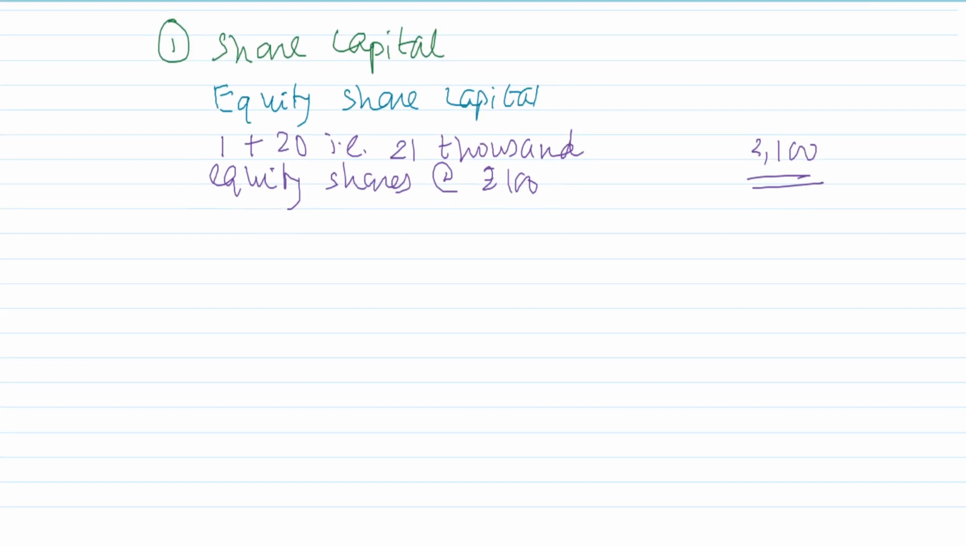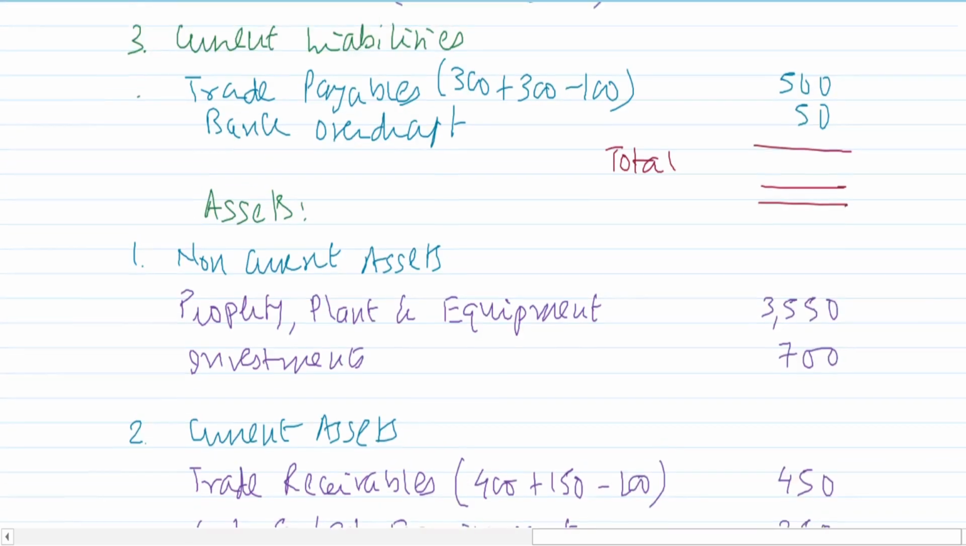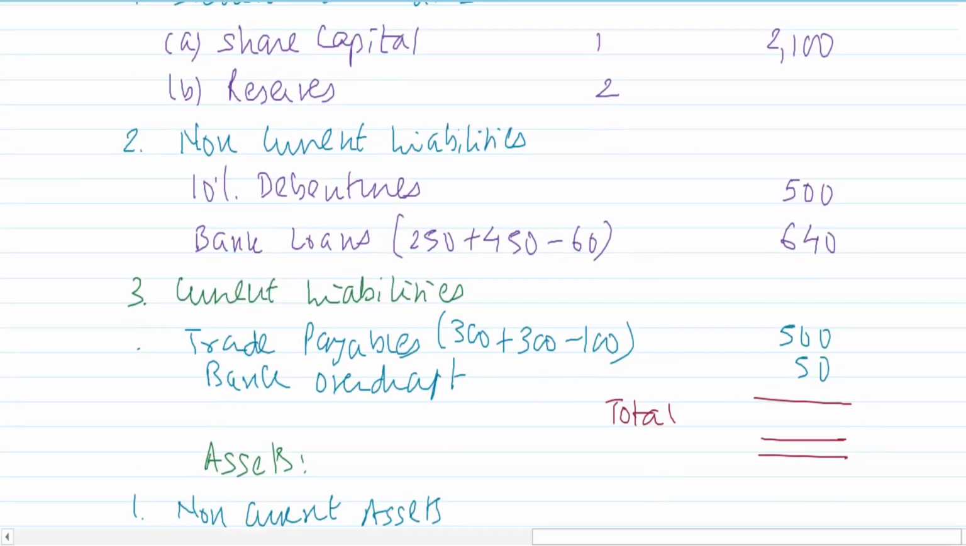The final note, reserves. We have capital reserve, right? We have capital reserve 160. Others, the one that we took over, and our own. So 1160. Double 160.